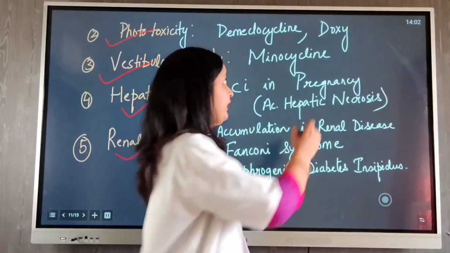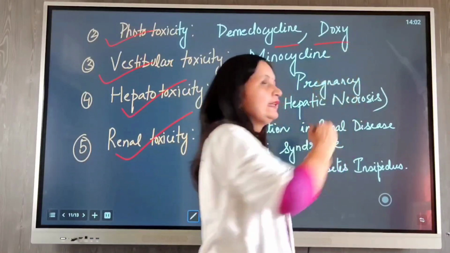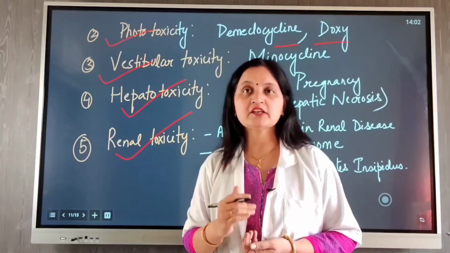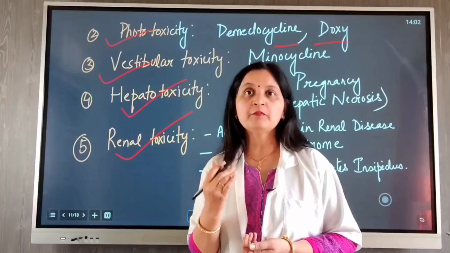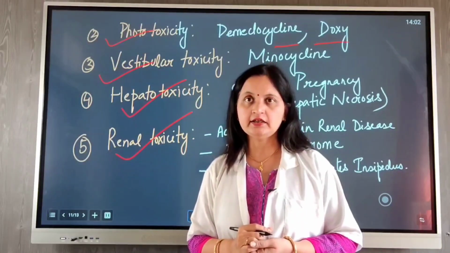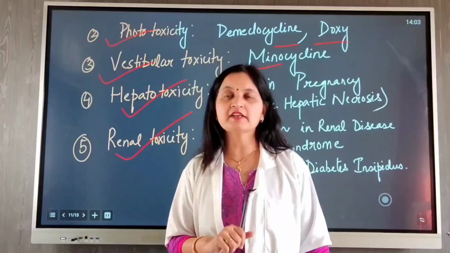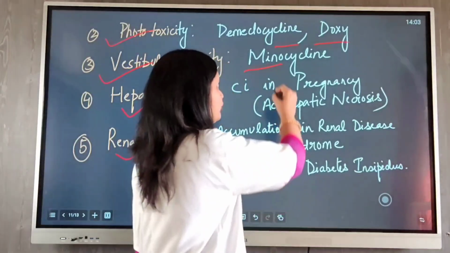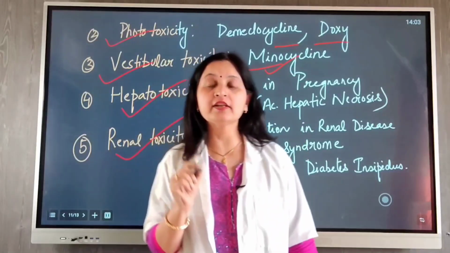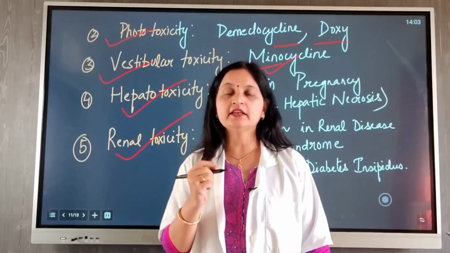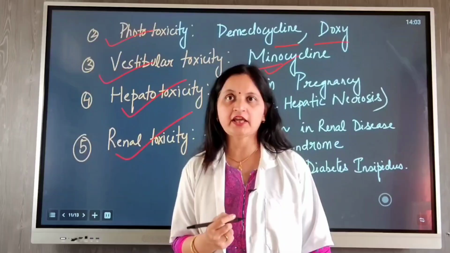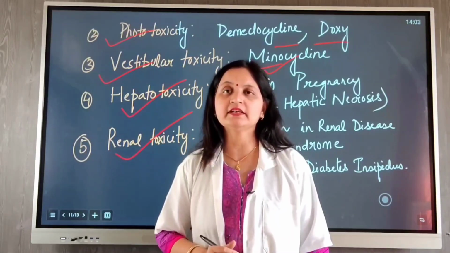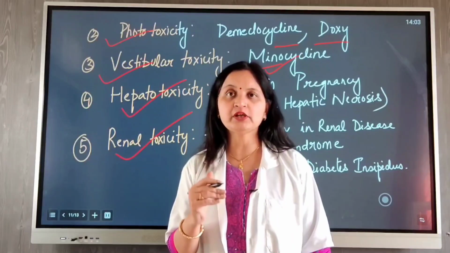Phototoxicity is caused by demeclocycline and doxycycline. It is a sunburn-like reaction in the skin in the exposed areas when exposed to sunlight, and also pigmentation in the nails can occur. Vestibular toxicity is characterized by symptoms of vertigo and ataxia, and this is caused by the accumulation of minocycline in the lipid-rich cells of the inner ear. So minocycline, highly lipid soluble, gets deposited in the inner ear, leading to vestibular toxicity.